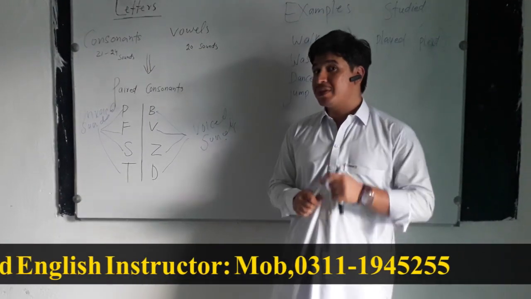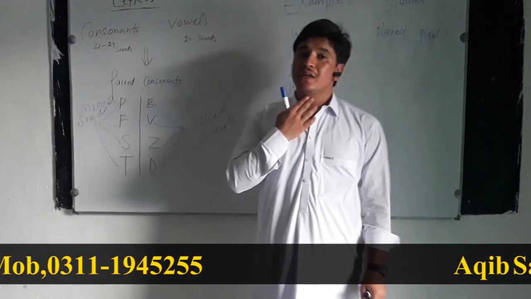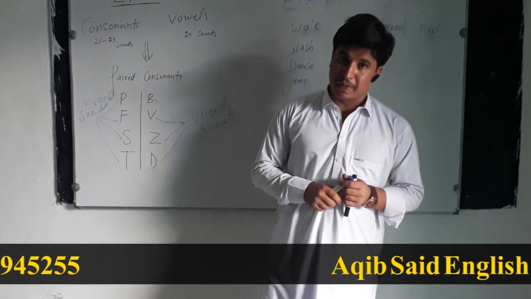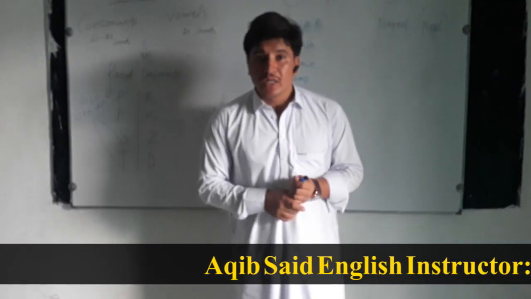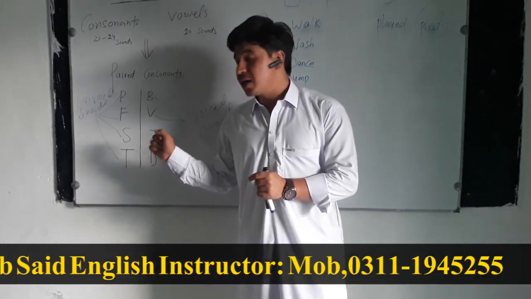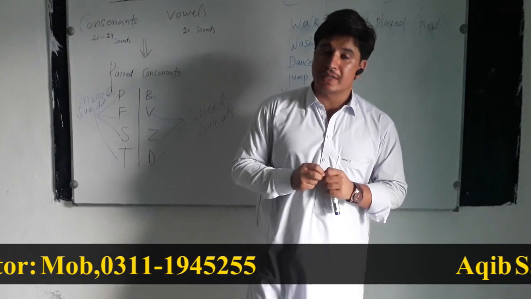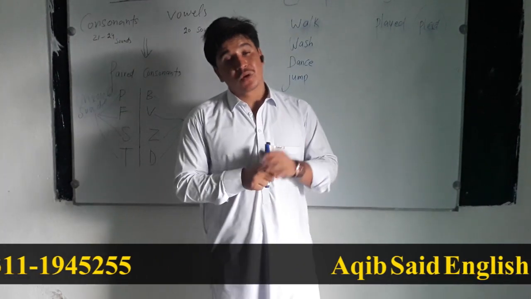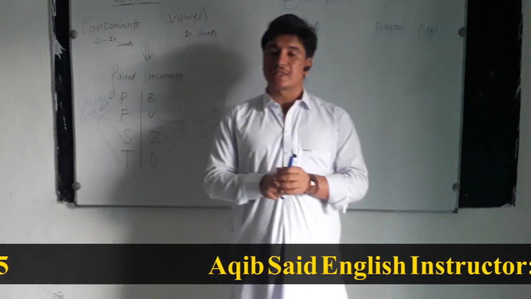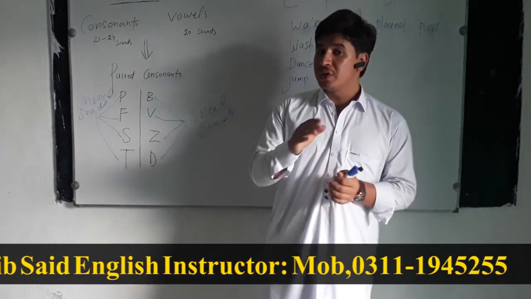Now how to know whether the sound is a voiced sound or an unvoiced sound? We have here what is called the Adam's apple. And here we have two tiny muscles, we call them vocal cords. Vocal cords. American people pronounce it vocal cord. They call it vocal cord.